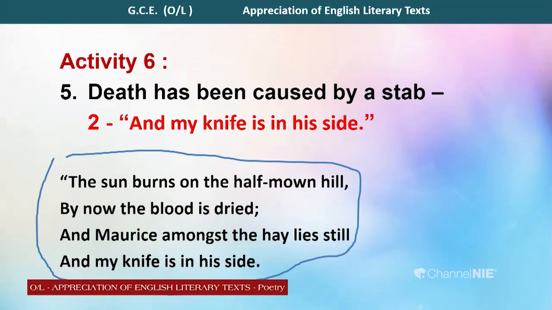You can see the stanza, the entire stanza. The sun burns on the half-moon hill. By now the blood is dried. Remember? By now the blood is dried. That means this happened a few hours before.